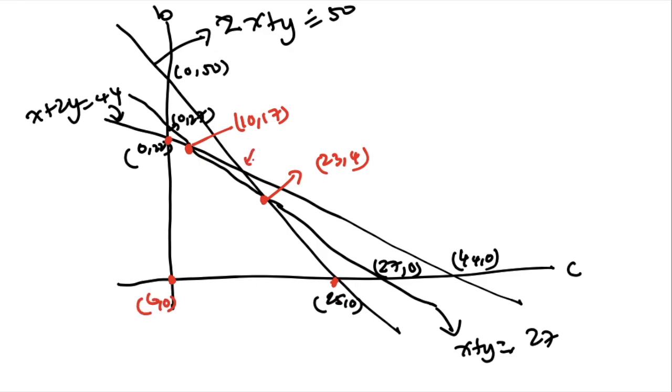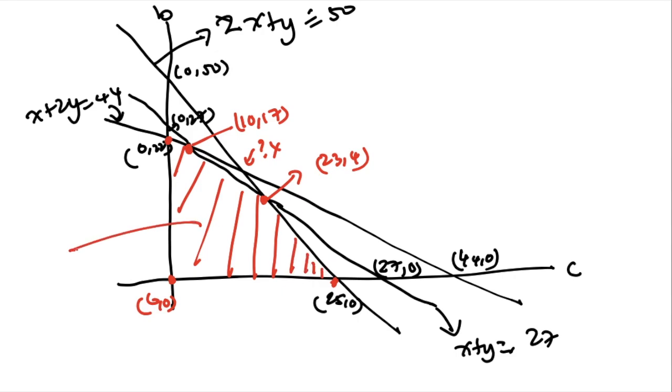Do we need to find the corner point here? No need, because this is not considered as the boundary. So where's the feasible region? You have to check, yeah? I'm just giving you the final answer. You have to check how to know this. Okay, here, here, here, here, here. That's it. So this, label it feasible region.